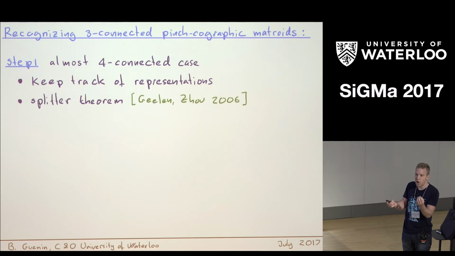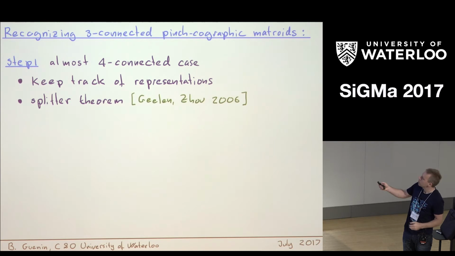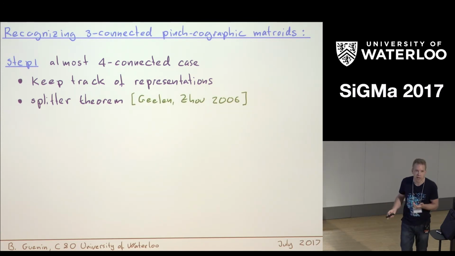But we'll need some other ingredient, right? We want to have a sequence of matroids which are all going to be almost 4-connected. But there's actually something stronger than a chain theorem. There's a splitter theorem for that class, for that type of connectivity, which is what we're using. So that's how we do the almost 4-connected case.